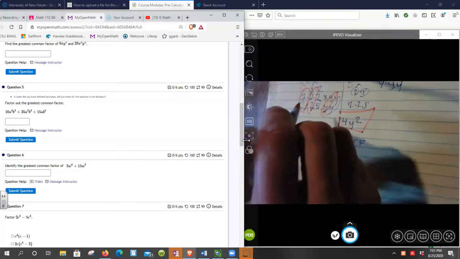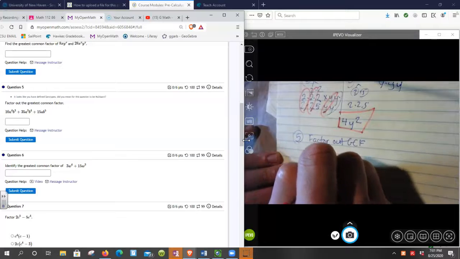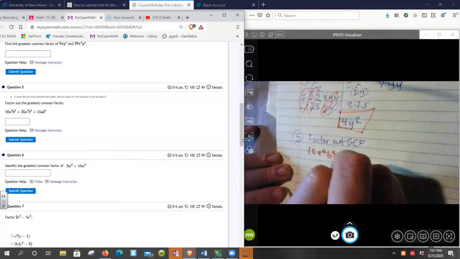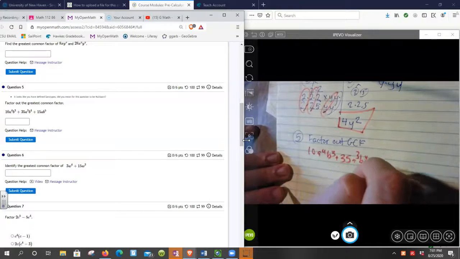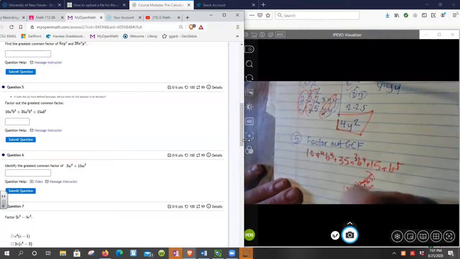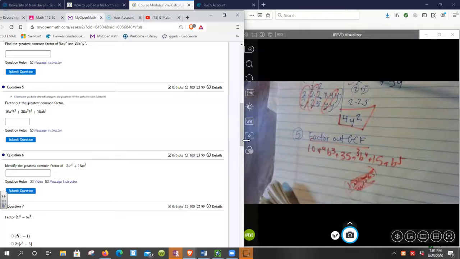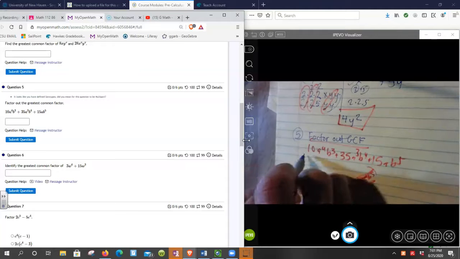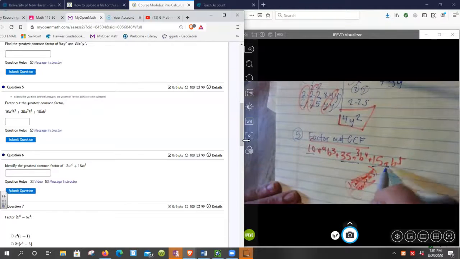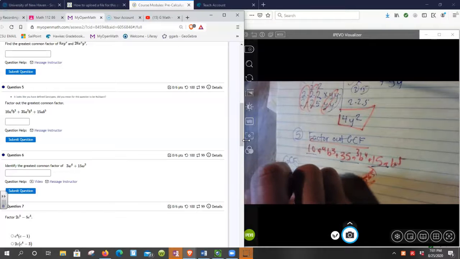So for this one here, it says 10a to the 4th b cubed plus 35a cubed b to the 4th plus 15ab to the 5th. Not only do you need to find the GCF, but you have to factor it out. That means take it outside. If you look here, you say 10, 35, and 15. Well, clearly a 5 goes in there, so your greatest common factor is going to have a 5 in it.